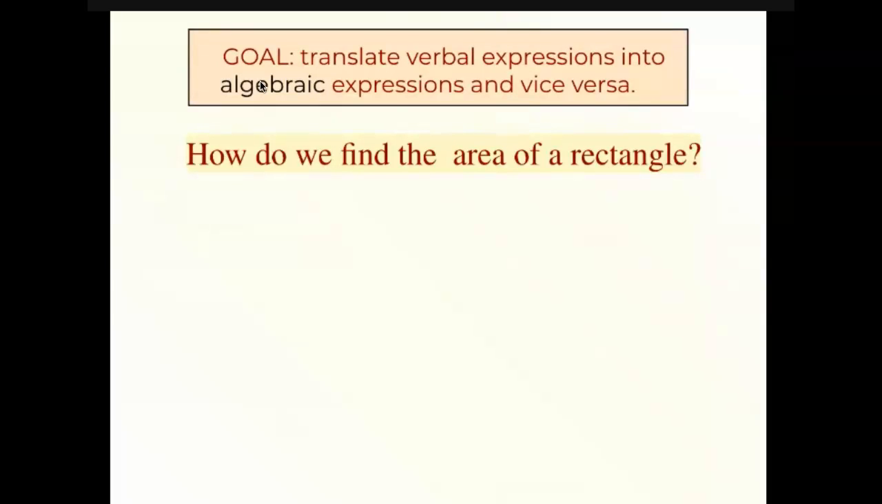You find the area of a rectangle by multiplying the length and the width. Alright, we multiply the length and the width. Anybody else? Eka said base times height. That's also a good idea. Alright, so length times width is how we are going to find the area of a rectangle.